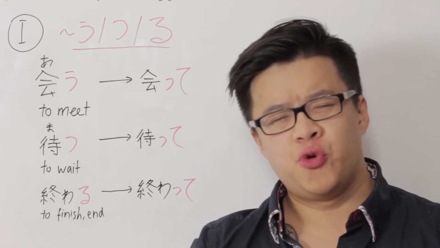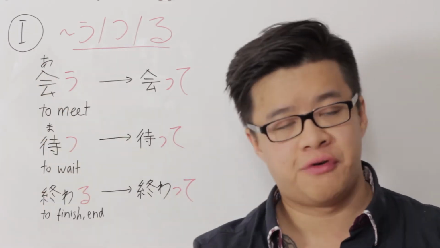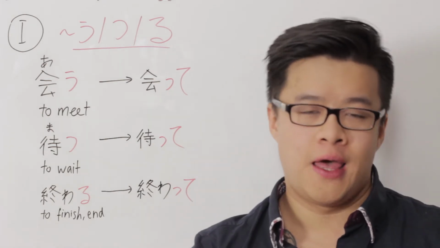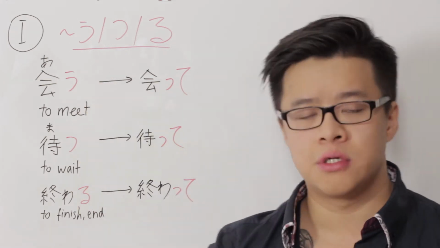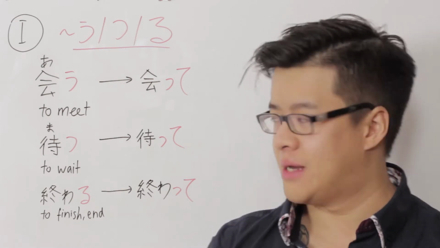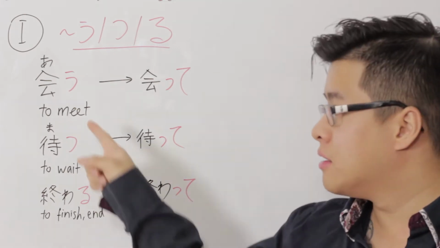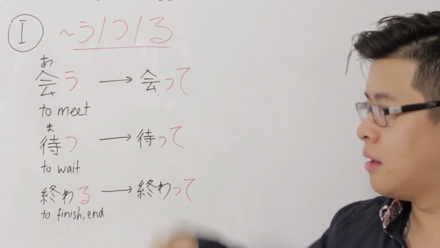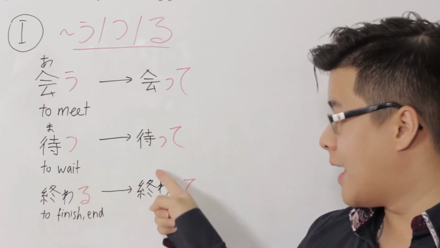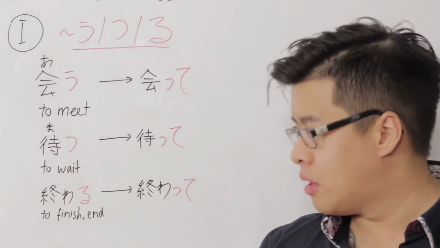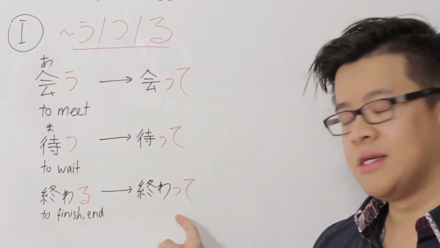So let's go. At this point, you probably know that Japanese verbs are divided into three different groups. The first one is often referred to as the u verbs, and most Japanese verbs belong to group number one. They might end in u, tsu, and ru. For example, au, to meet. In this case, you simply drop the last hiragana, u, and then add te. Or matsu, wait. Again, drop the tsu, add te. Last example, owaru, you simply drop the ru and add te.